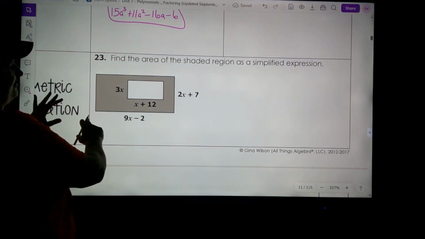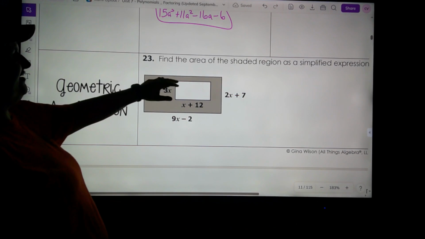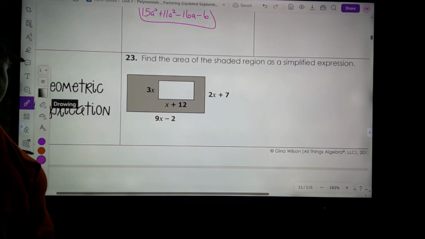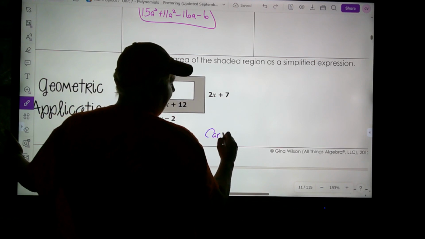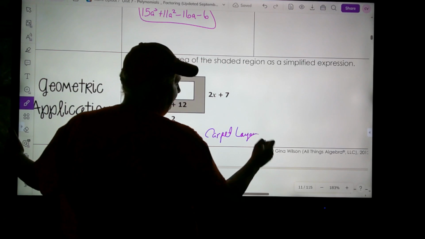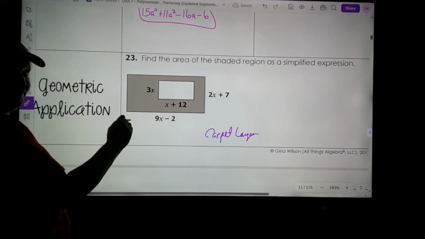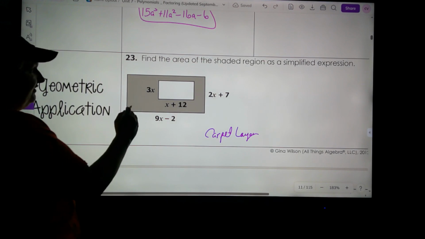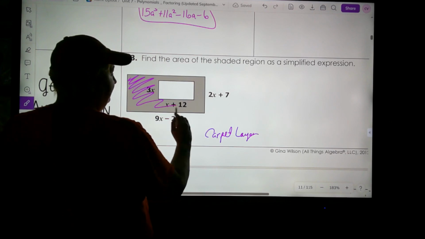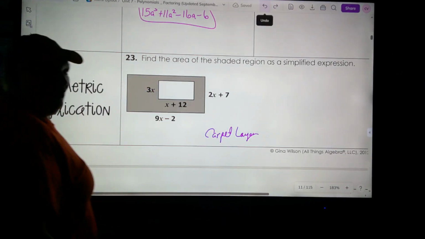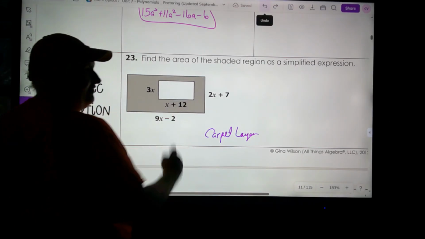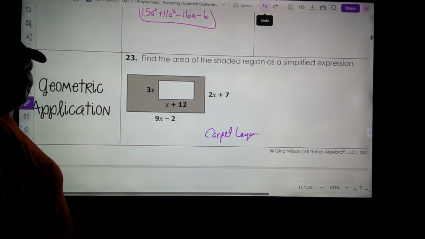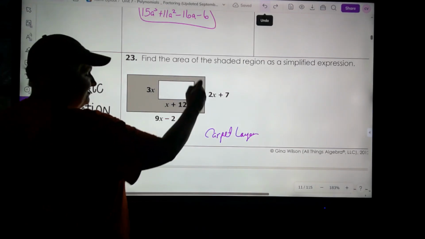And why would we need to know something like this? Right? Find the area of the shaded region as a simplified expression. So let me give you a scenario, a what if. What if you're a carpet layer? This is the floor in the house you're carpeting. The shaded part is where the homeowner wants you to carpet. There is a room in the way. They don't want that carpeted. Just the surrounding area.